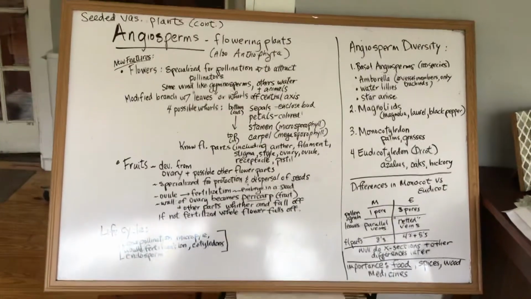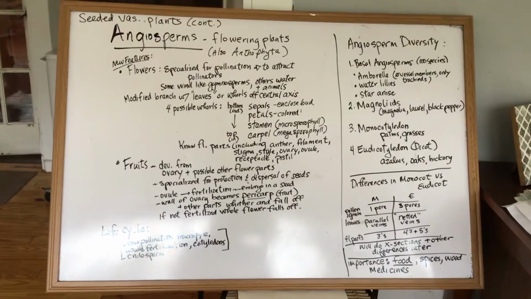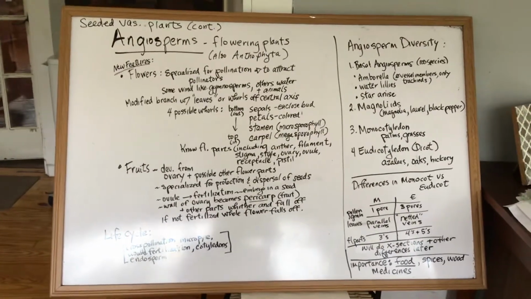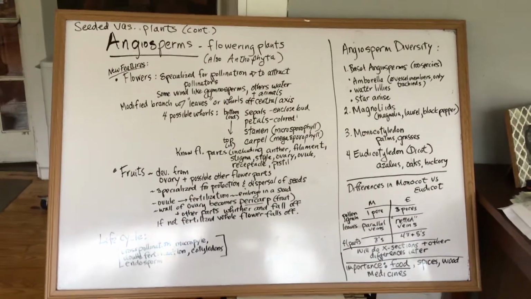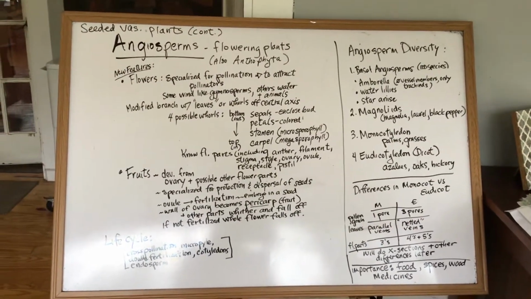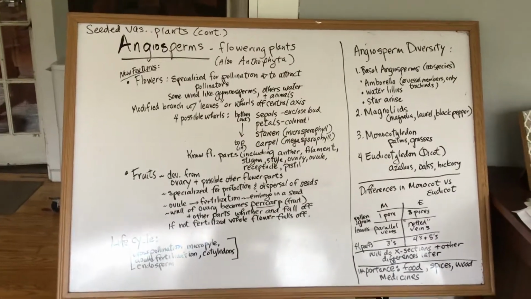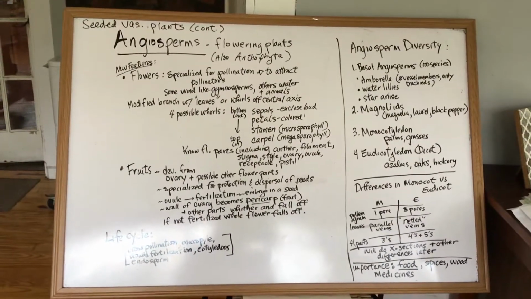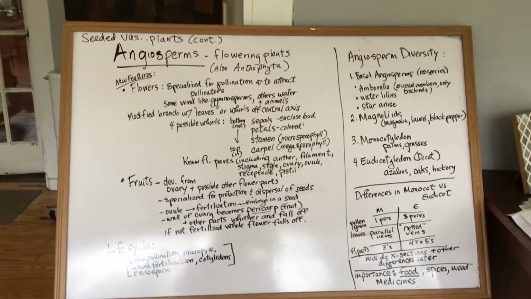Finishing up with diversity, we're going to finish up the seeded vascular plants with angiosperms. Angiosperms are the last group. These are flowering plants, also known as anthophyta, which literally means flower producer or flower plant. They have all the features that other land plants have, and the same features that other seeded plants also have.